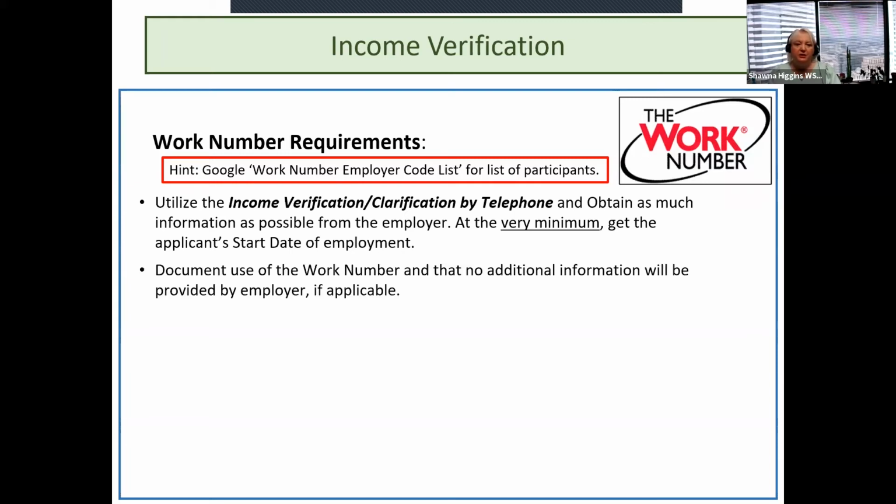And then you're going to want to document the use of the Work Number and that no additional information will be provided by the employer, if this is applicable.